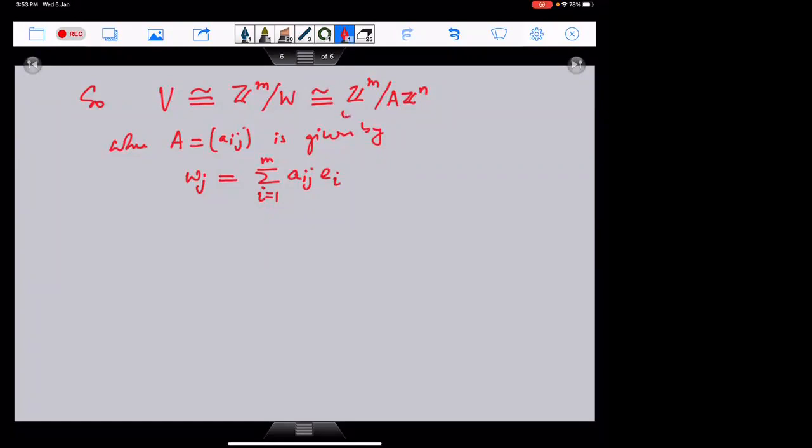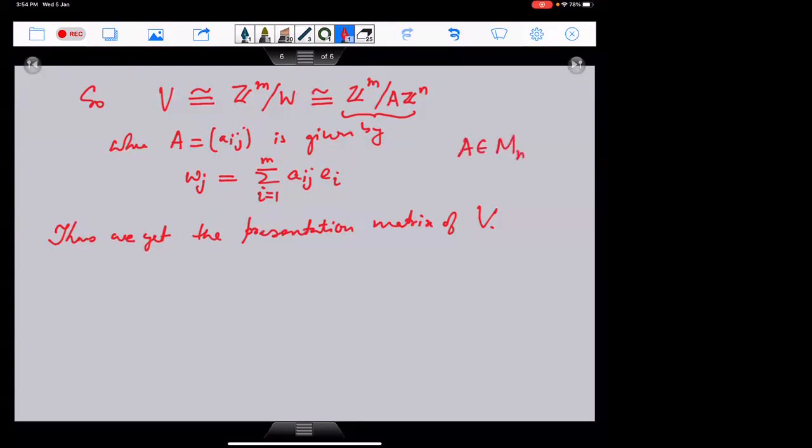So this is what we were talking about, that if I want to understand a finitely generated group, I need to know what A is. Thus, we get the presentation matrix of V. So if I know the presentation matrix of V, then I know V, because then I can say that V is isomorphic to Z^m upon A Z^n. Okay, so A belongs to how many? M by N?